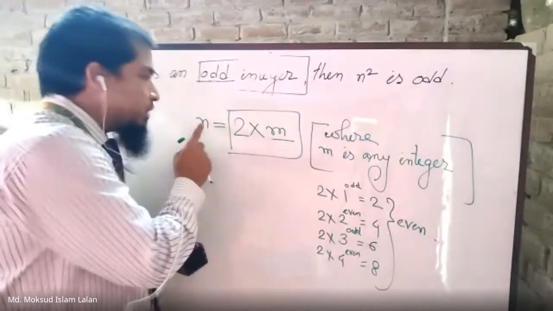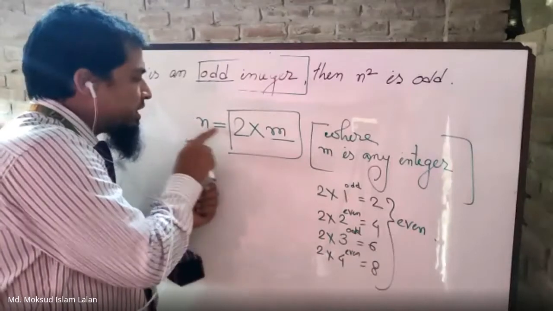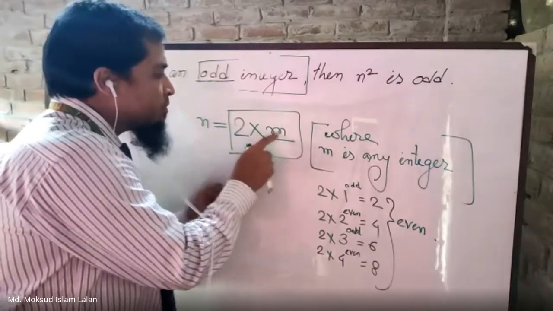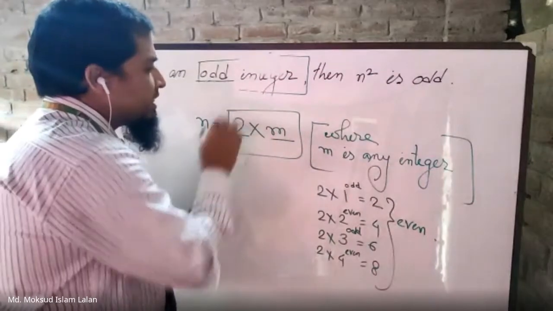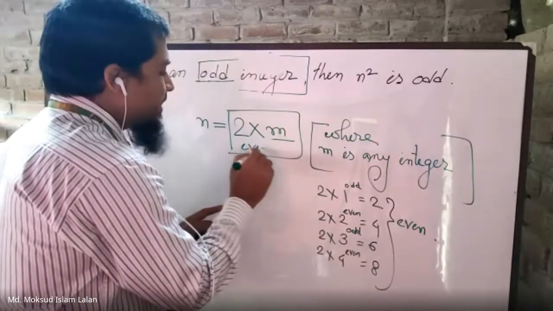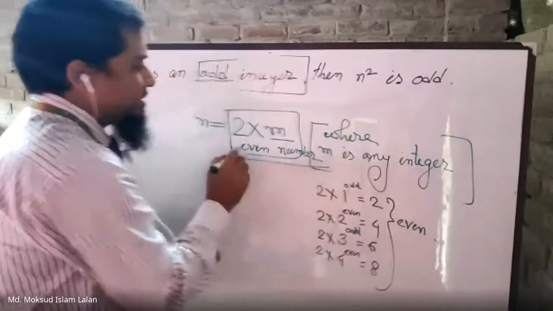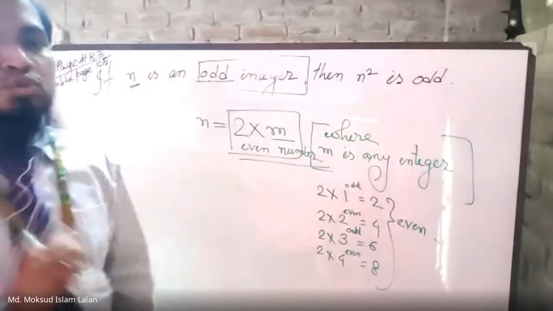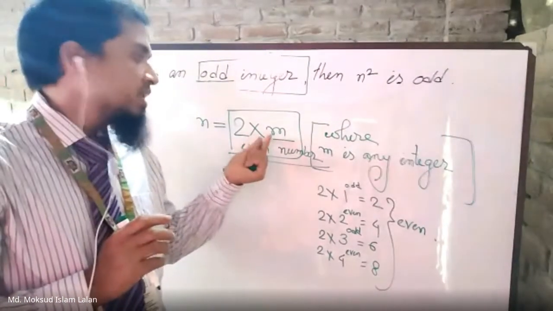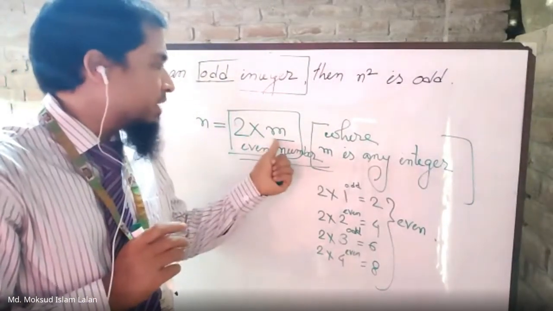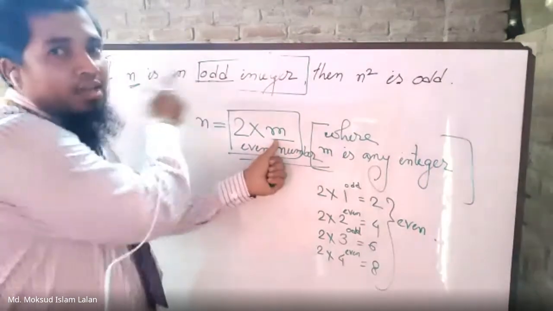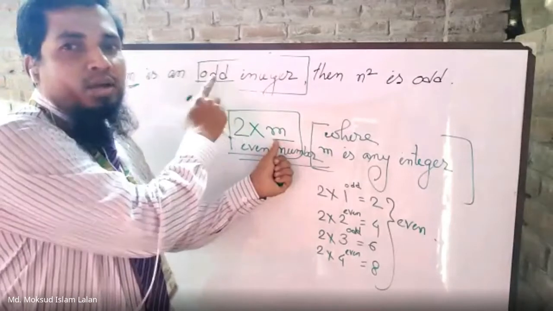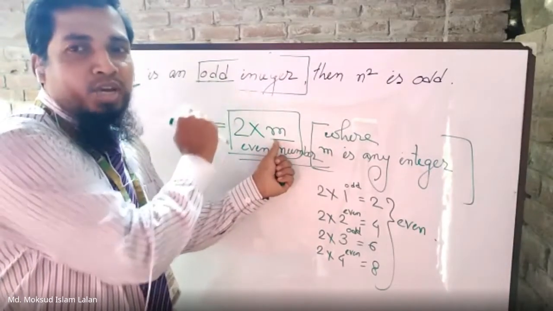So if you consider n equals 2 times m, where m is any integer, 2 times m is the structure of an even number. Am I right? Yes, sir. So dear student, since this is the structure of an even number, we have to express n as an integer number, maybe positive or negative.